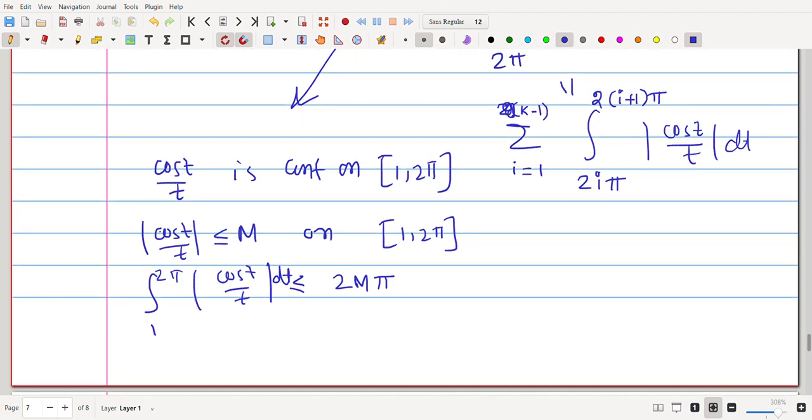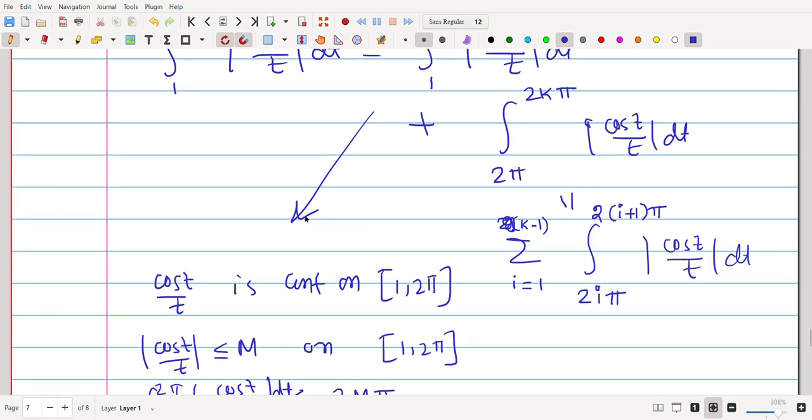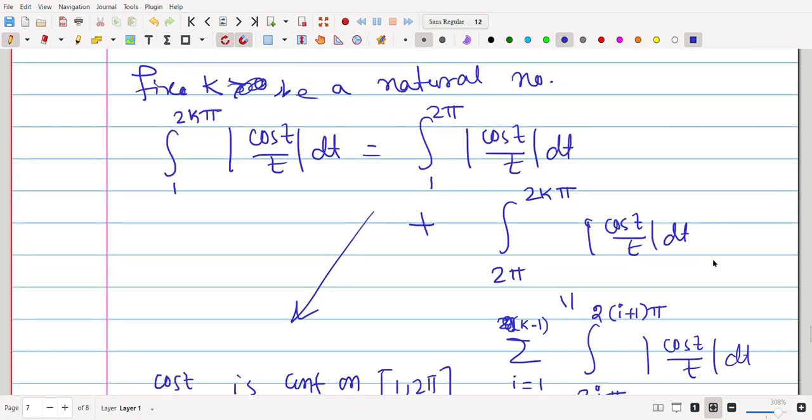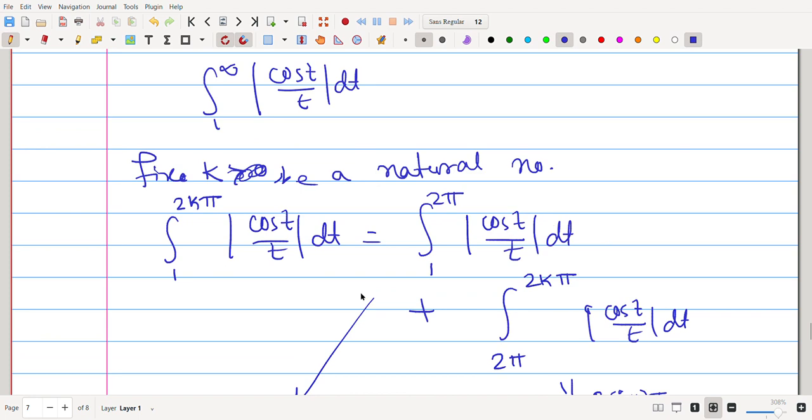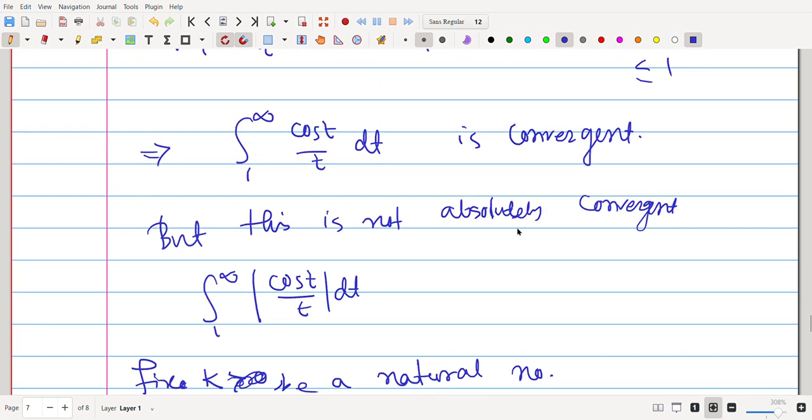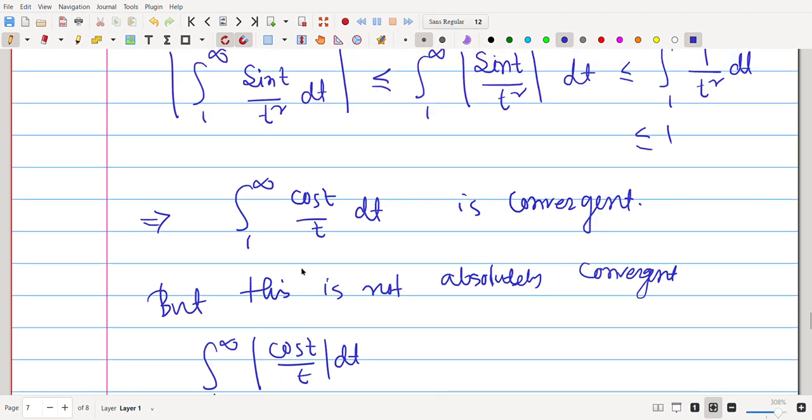And the other term doesn't contribute. It is just a constant term, you can take it as bounded by some finite value. So this is dominated by this term. This integral value is greater than or equal to this term, and this series is divergent. Hence this integral is divergent. So that means it is convergent, but not absolutely convergent.